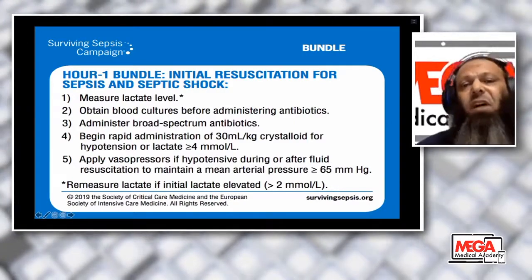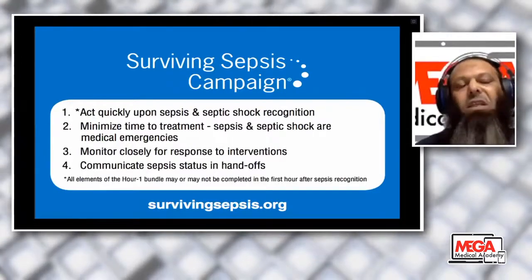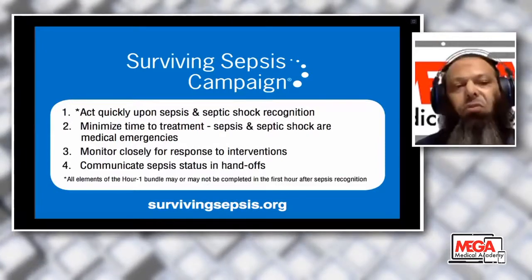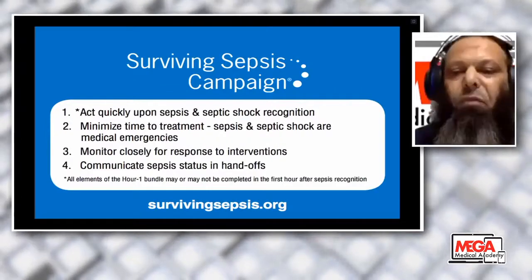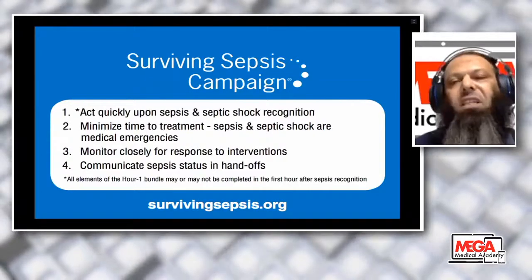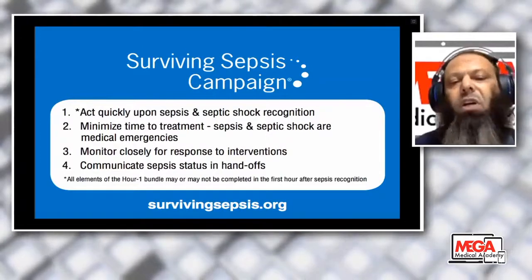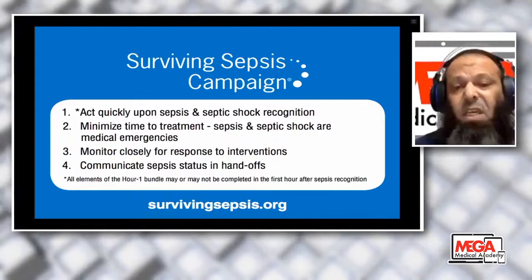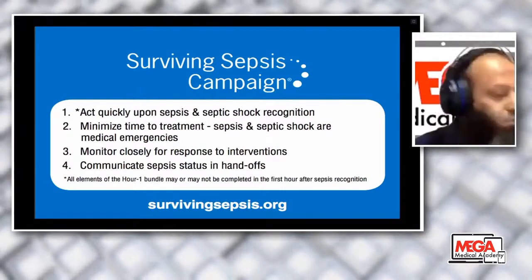So the messages from the Surviving Sepsis Campaign, as we all know, I would like to highlight those 4 pillars that you should act upon. First, sepsis recognition, so time is counting. Second, you have to minimize time to treatment in sepsis and septic shock, because both of them we call medical emergencies. So you should behave the same as you do in trauma, STEMI, or stroke. Third, you should monitor closely for response to intervention. And fourth, you should communicate the sepsis status in handoffs for your colleagues and for the multidisciplinary team.